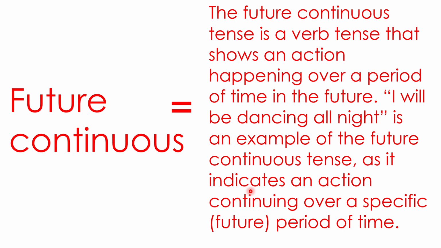Amazing. Also, in simple words, the future continuous tense is a verb tense that shows an action happening over a specific period of time in the future. So, for example, I will be dancing all night.